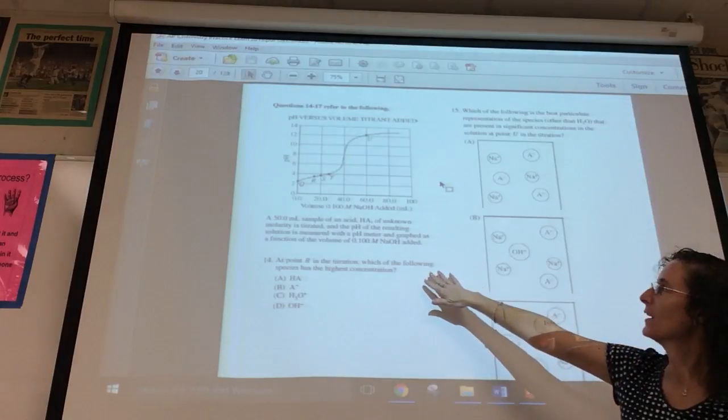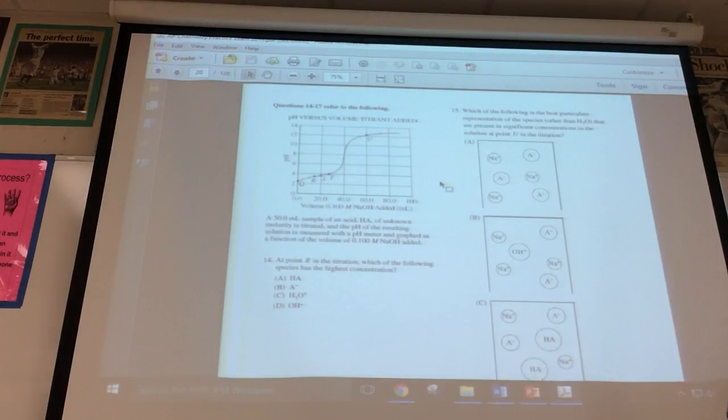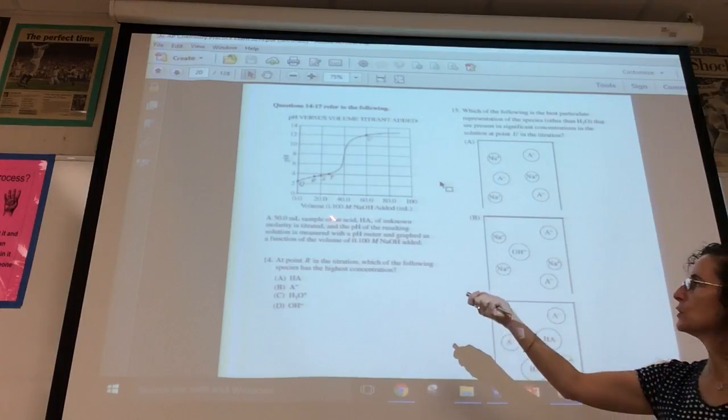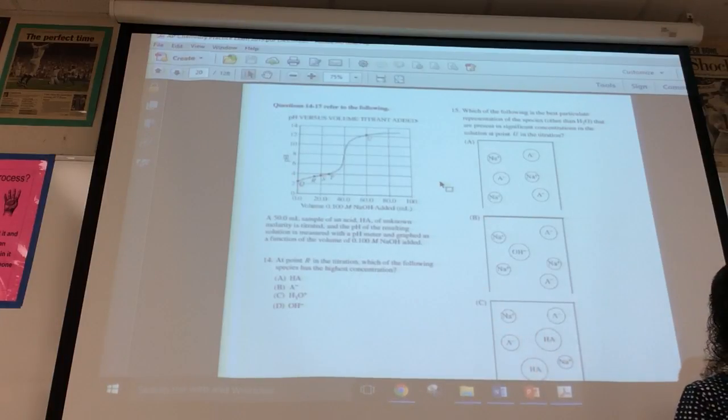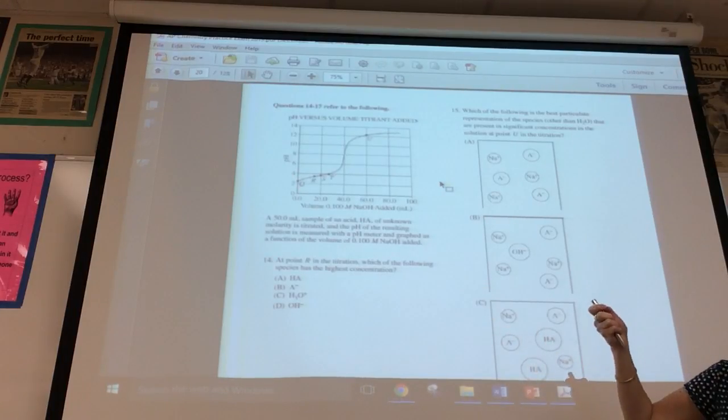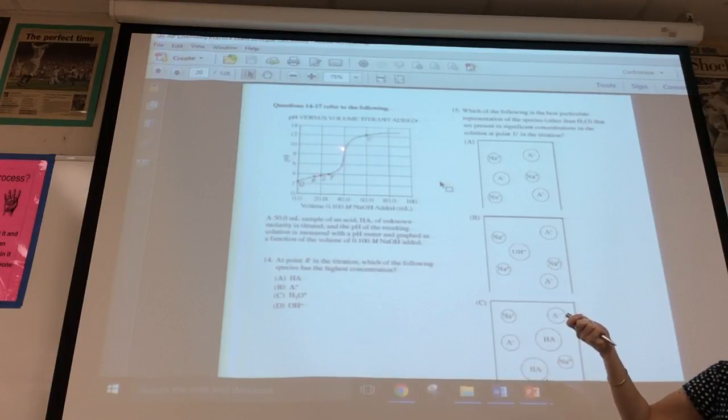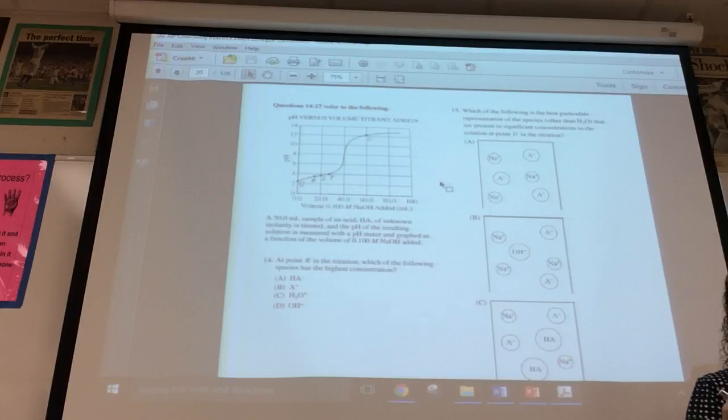Okay. So at point R in the titration, which of the following species has the highest concentration? Before we jump on that, let's make sure that we know where we're at every step of the way. So in Q, what's the only species that's present? HA. What's the half equivalence point? Good, because you know the equivalence point's at 40. So at S is when those two concentrations, HA and A minus, are equal.